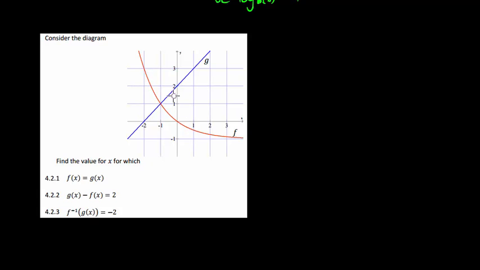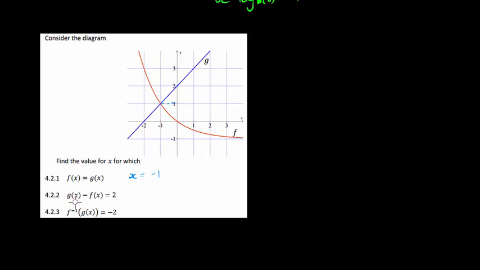For what x value will both of them have the same y values? -1, because then both of them will have a y value of 1. So here x is just equal to -1.